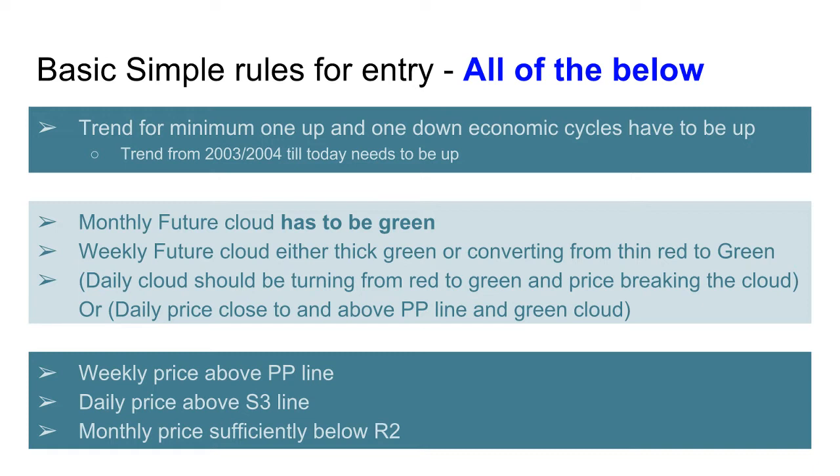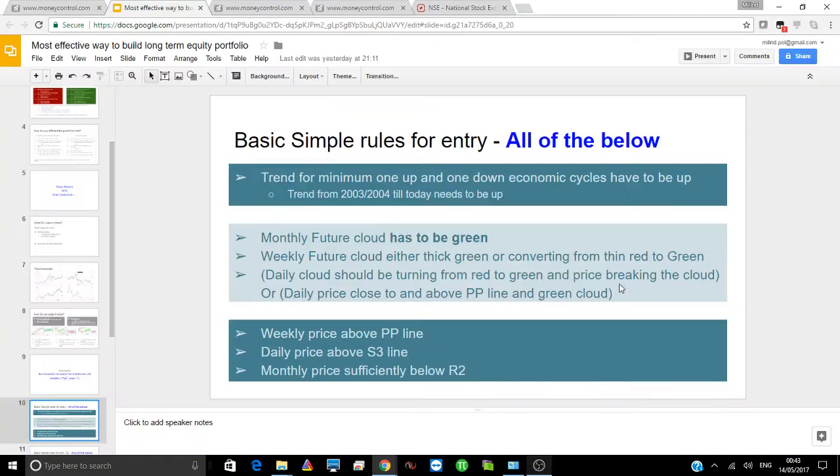Daily cloud should be turning from red to green and price breaking the cloud, or daily price close to and above the PP line and thick future green cloud. And then on the PP line, weekly price should be above the PP line, daily price should be above the S3 line, and monthly price sufficiently below R2 line. So these are the simple things that we have been talking about. If you need more details about this, please watch my other program.